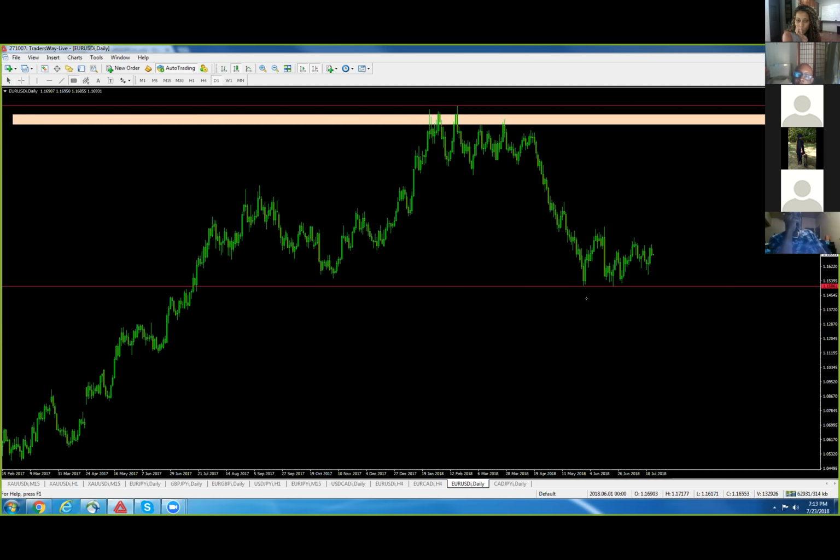Okay. And then I go down and do the same thing. Find a large engulfing candle on the demand zone. Well, I want you to fix that supply zone though. That's not, I need you to fix that.